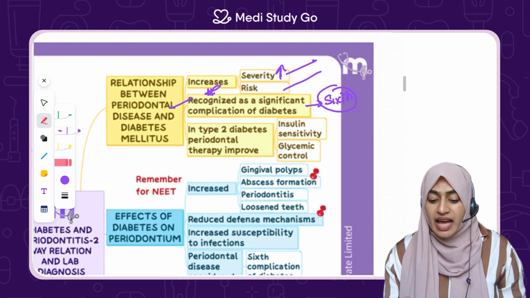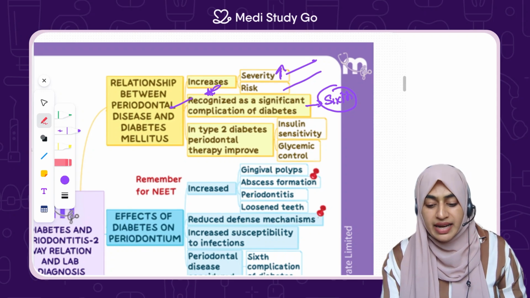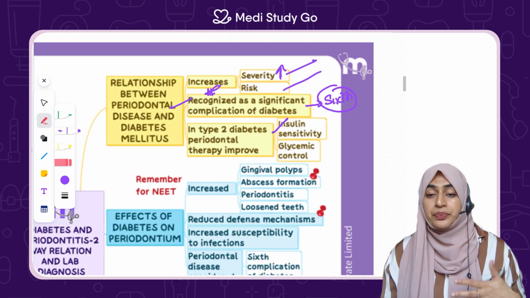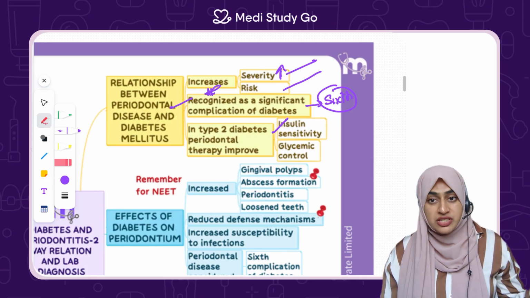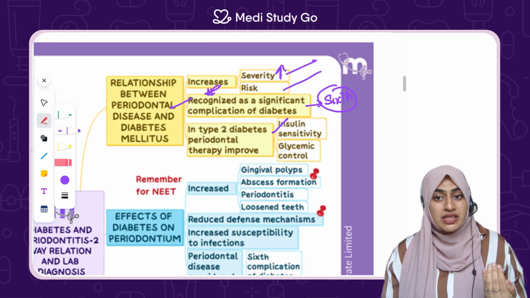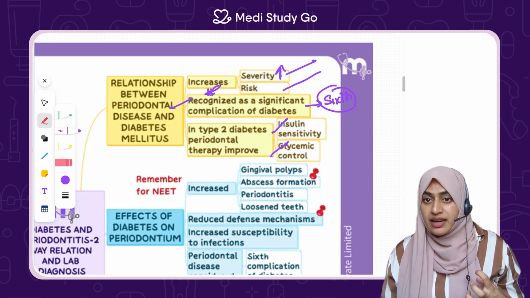Okay, now in type 2 diabetes, periodontal therapy. Now when you do periodontal therapy, it increases the insulin sensitivity. That means the insulin uptake is better, and that's how, as we have discussed previously, there are better levels of glucose. Okay, and it gets the glycemic control in hand.